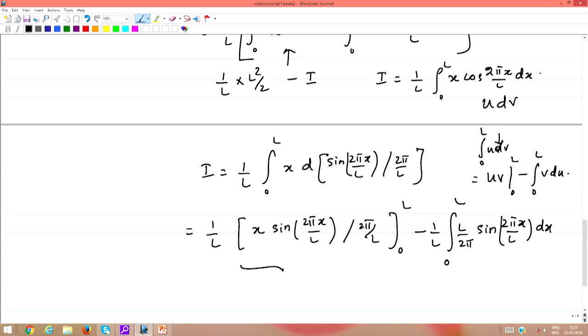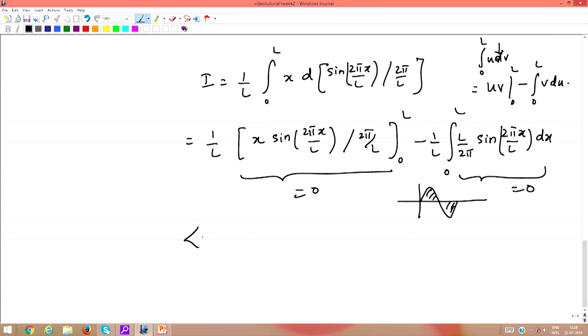It is easy to see that this is 0 for x equal to 0 and also for x equal to L, because for x equal to L it is sin 2 pi which is 0, and this integral is 0 because it is an integral of a sine function over the entire cycle between 0 and L. Therefore, the areas cancel each other, this integral is 0, therefore, the average value of x is L by 2 since I is 0.